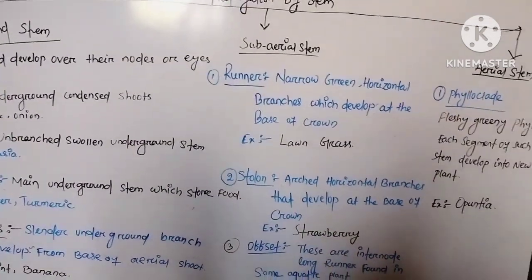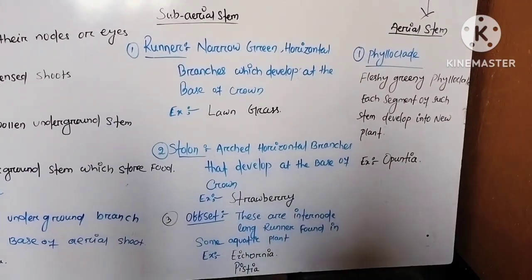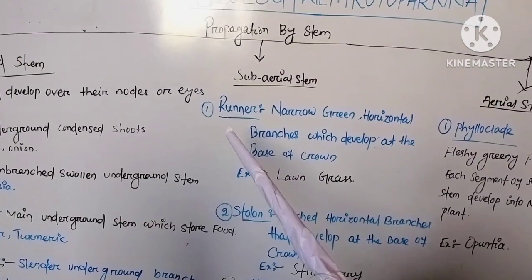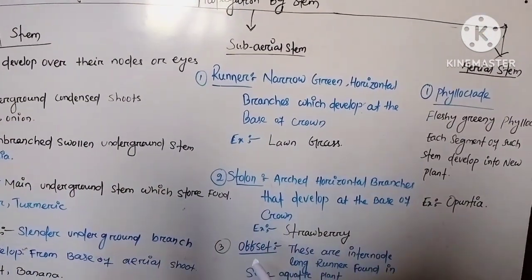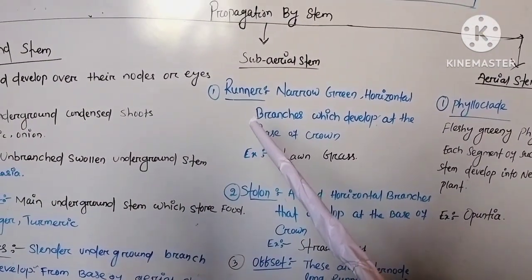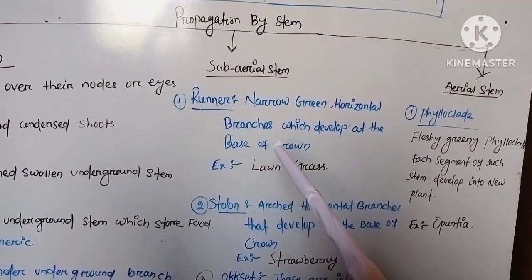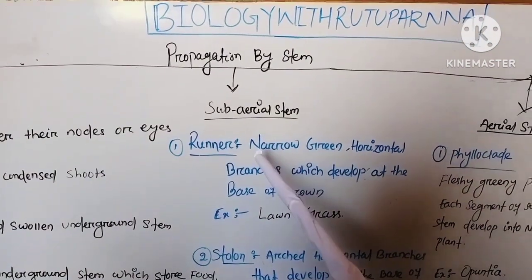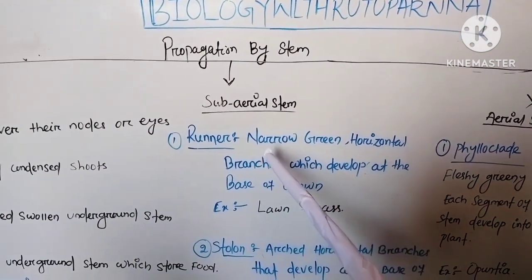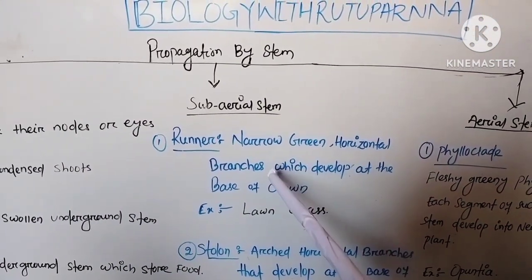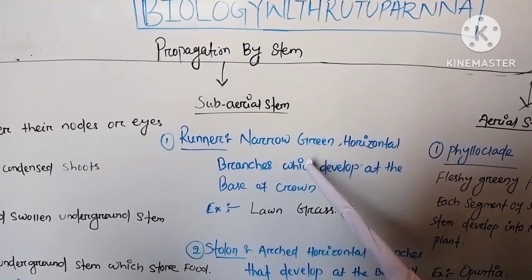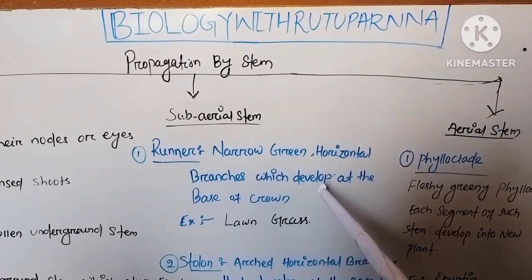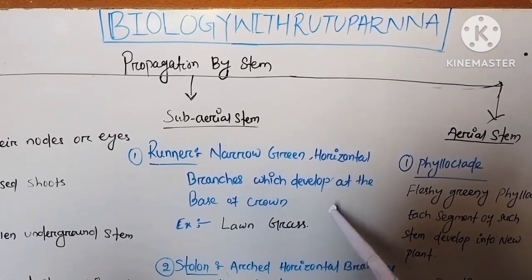Then let's come to the second part, that is the subaerial stem. Subaerial stems are normally seen in three types. One is the runner, another is the stolon, and another one is the offset. Runner could help in running over several generations, but running could be over several areas. Examples are narrow green horizontal branches. Narrow means thin, green, photosynthetic, horizontal, that means parallel branches which develop at the base of the crown.